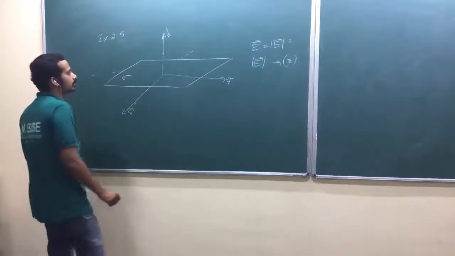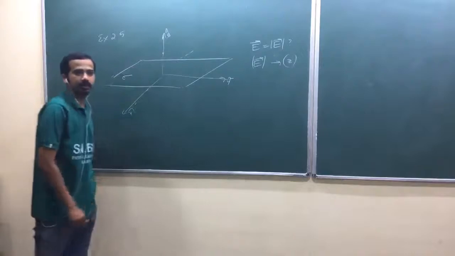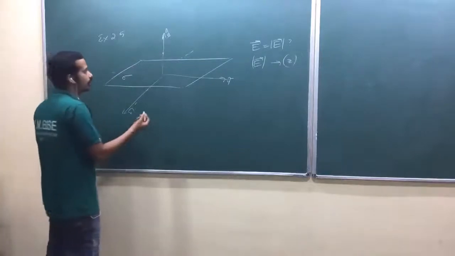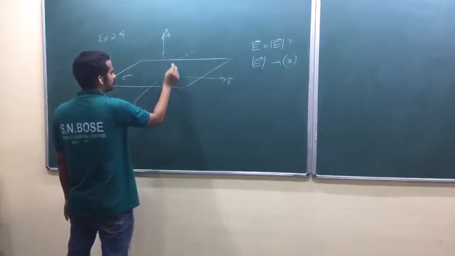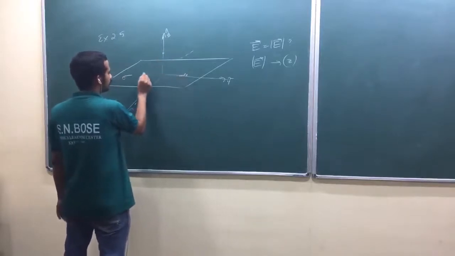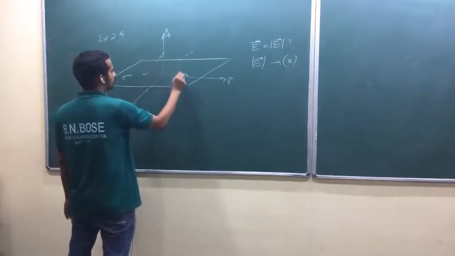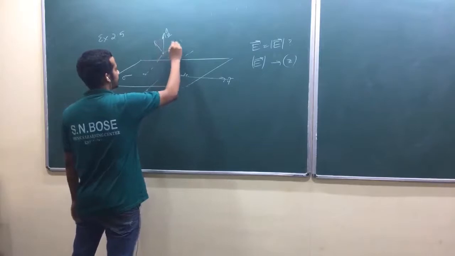So now, what is the direction? The possible direction is along z cap. Am I right? That's what you say. How do you argue? Take a point here. If I take one elementary charge dq here, there exists another elementary charge dq which cancels out its horizontal component. Am I right?